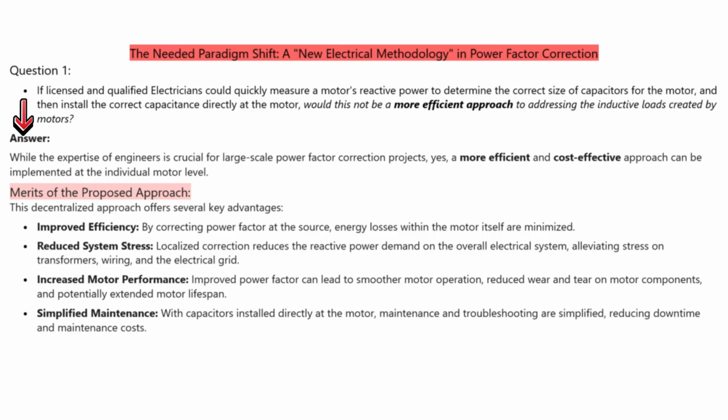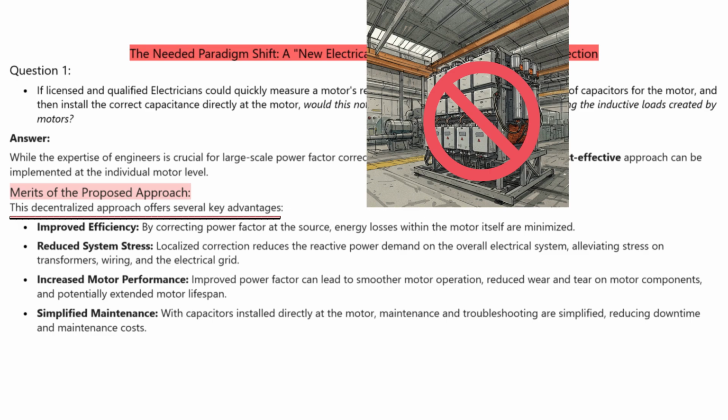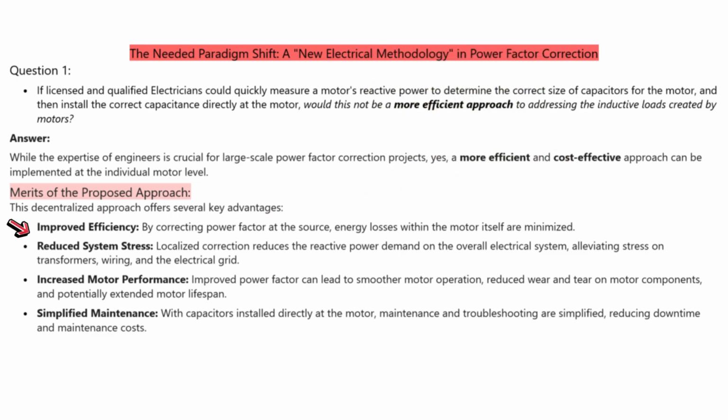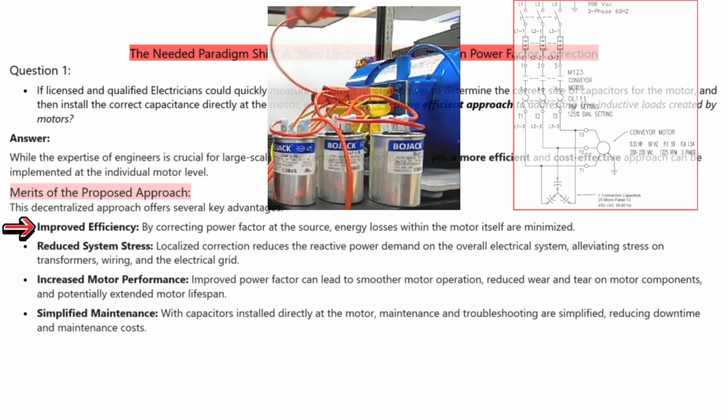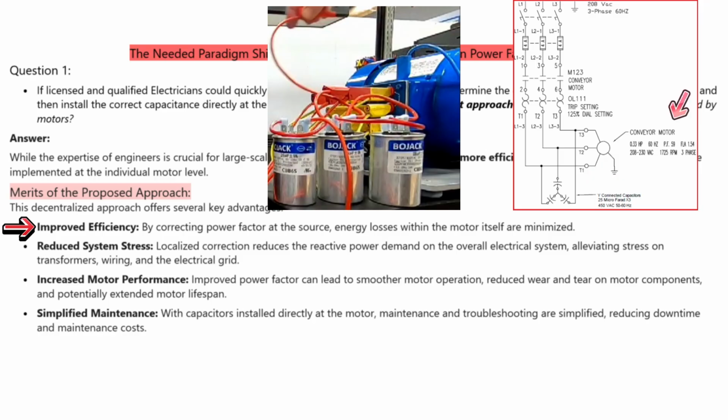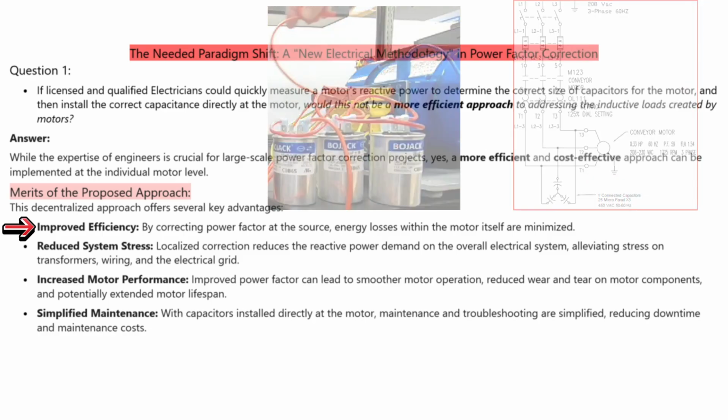While the expertise of engineers is crucial for large-scale power factor correction projects, yes, a more efficient and cost-effective approach can be implemented at the individual motor level. Merits of the proposed approach. This decentralized approach offers several key advantages. Improved efficiency. By correcting power factor at the source, energy losses within the motor itself are minimized.